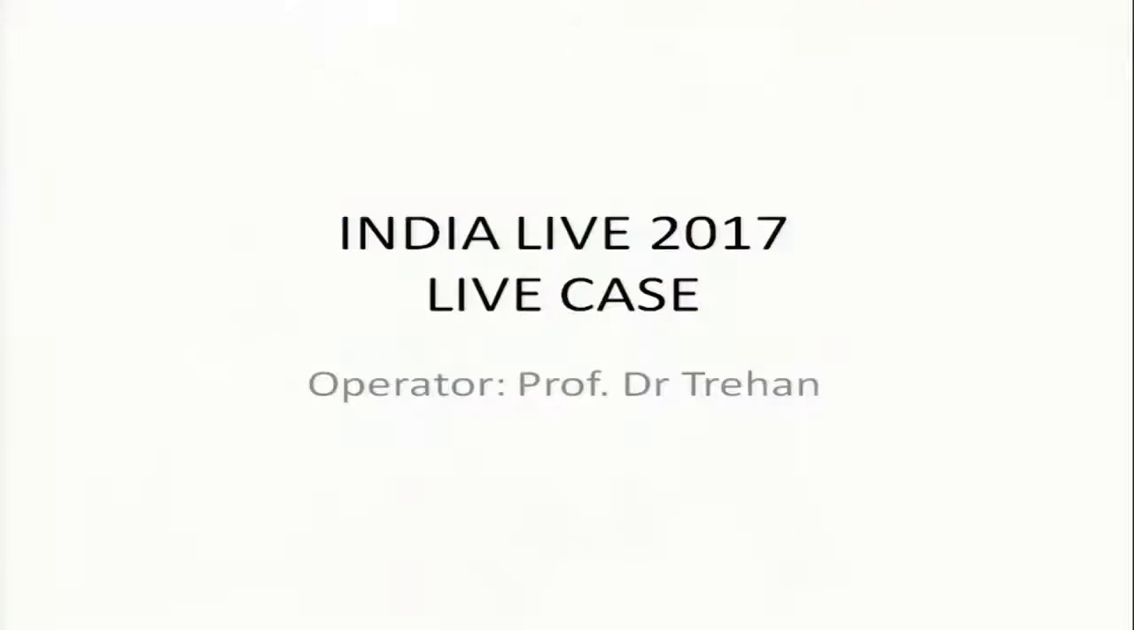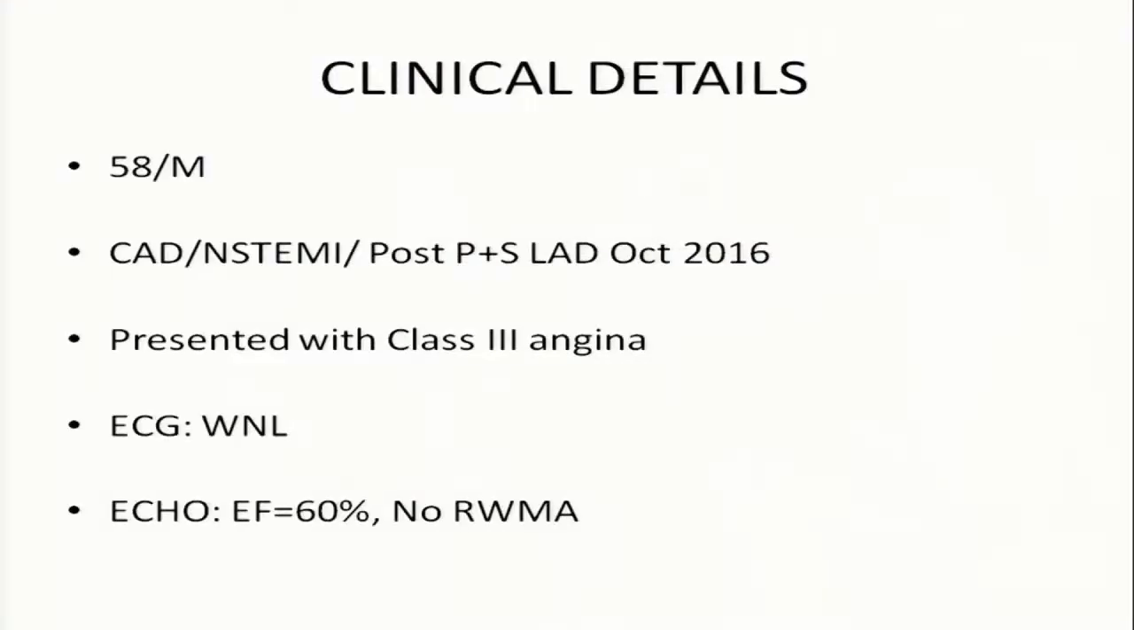So, good morning everybody. He is a 58-year-old male. He had a history of a non-STEMI MI and he was stented in October 2016 in another center. He was okay for a month and then he had increasing angina. So he presented to us with complaints of class 3 angina. ECG was within normal limits and echo was showing no regional wall motion abnormality.